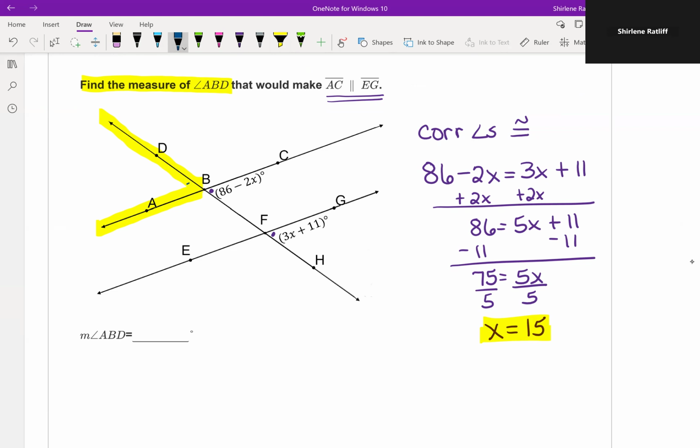Okay, we know vertical angles are equal. So this algebra over here would be 86 minus 2x. Take out the x and put in 15. 2 times 15 is 30. 86 minus 30 would be 56 degrees for the measure of angle ABD.